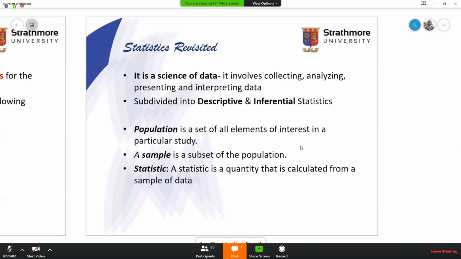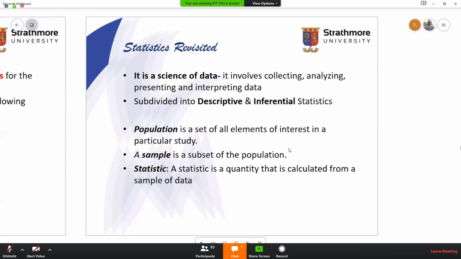Obviously, there's a reason now. We are seeing the reason why statistics is important. It's because it's the science of data. It deals with data. So very quickly, there are two branches of statistics: descriptive and inferential statistics. We'll discuss this in a moment.